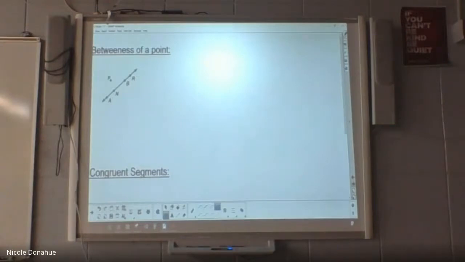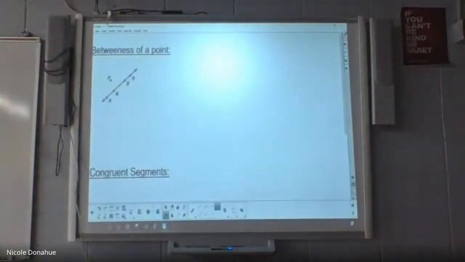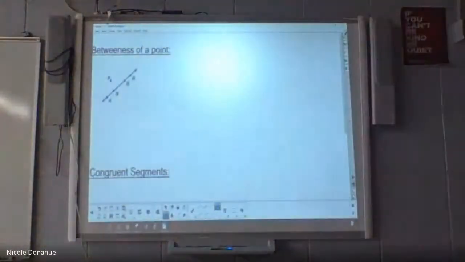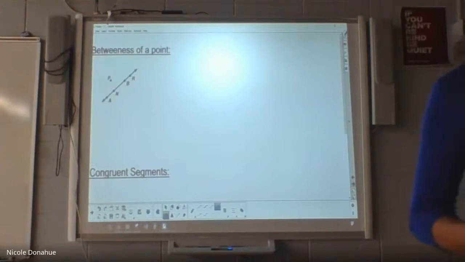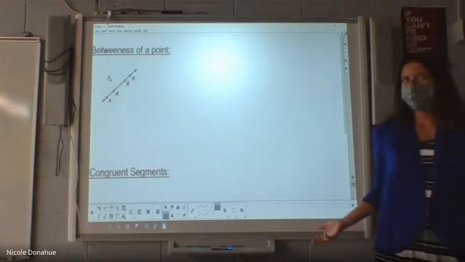So the next thing we're going to talk about is something called betweenness. Doesn't that sound like a made-up word? It sounds like it has too many syllables, or maybe not too many syllables, but too many pieces of words. We're talking about being between, and then we add "ness." Any idea of what you think betweenness means? Kind of a strange word.